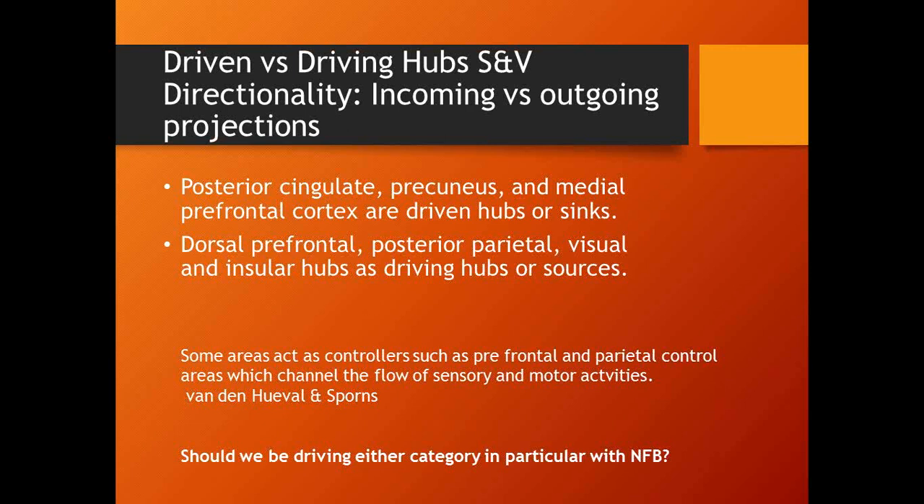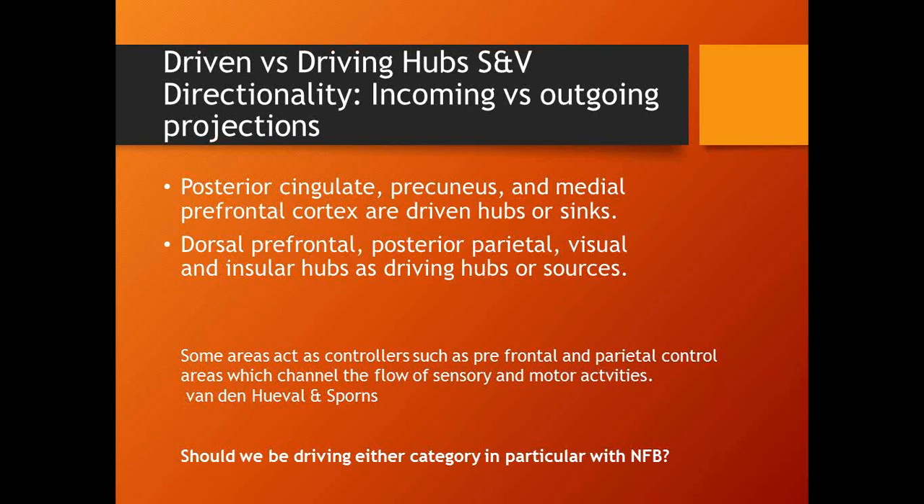The dorsal frontal, or maybe around prefrontal, maybe around F3, F4, posterior parietal, well, we just discussed that. Visual and insular, above T3, T4, hubs are driving hubs or sources. So you can see the back is driven a lot, except for the medial prefrontal. And the frontal is more of a source, and the insular is more of a source.